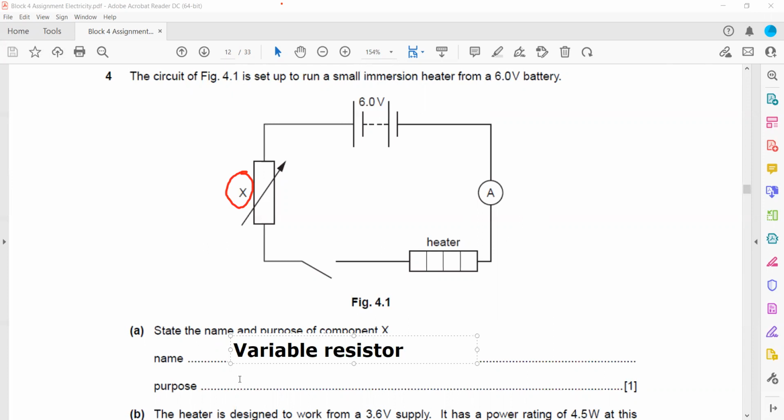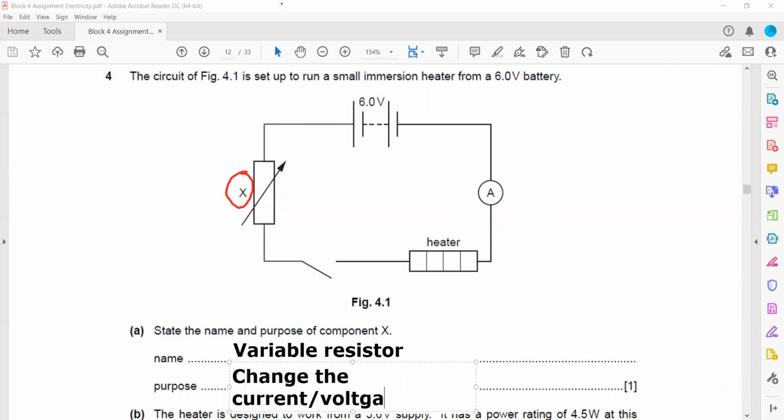And what is the purpose of a variable resistor? It is used to change the current or the voltage in the circuit. By changing the resistance, we can use it to change the current or voltage of the circuit.